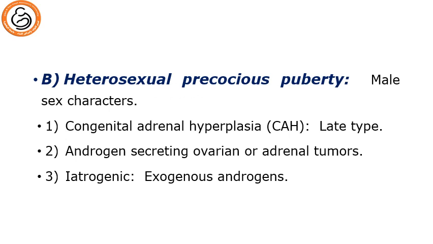If the prematurity is towards the heterosexual type, where male sex characters are developing, we have heterosexual precocious puberty. It is related to congenital adrenal hyperplasia, the late type. As you know, the early type will be presented early, and sometimes it ends in death of the neonate. Other causes are androgen-secreting ovarian or adrenal tumors, increasing the androgen level, and iatrogenic exogenous androgen intake.